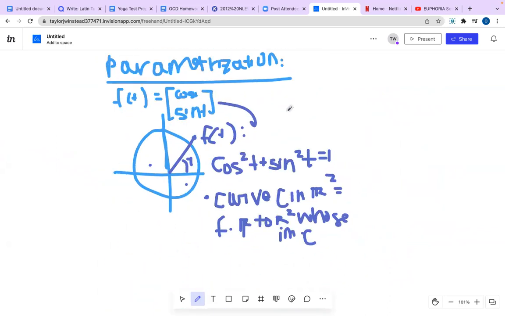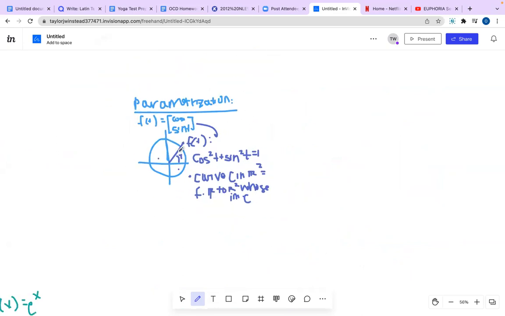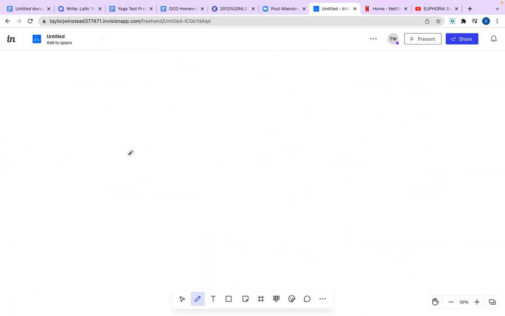But as we'll see, once we get into the problem set for this chapter, this can apply to spheres, it can apply to ellipses, it's anything with a curve where the image of a certain function is that curve. But this is an example of where the image of a certain function is the unit circle curve.